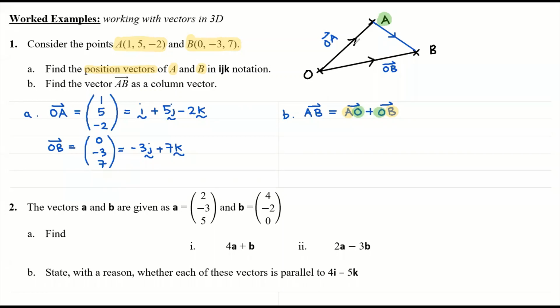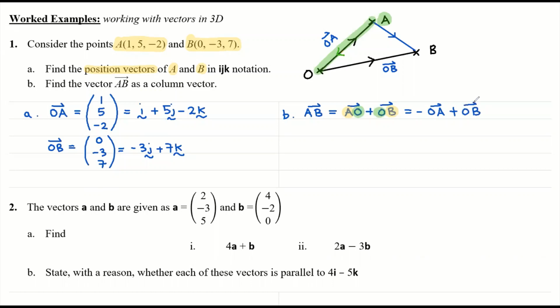Now, continuing on from that, if I go in the direction AO, that's the opposite way of the vector OA. I'm going against it. So I'm going from A here to O. So I'm working against the vector OA. So to do that, I can just change the sign of my vector OA. So it's going to be negative OA, plus OB.